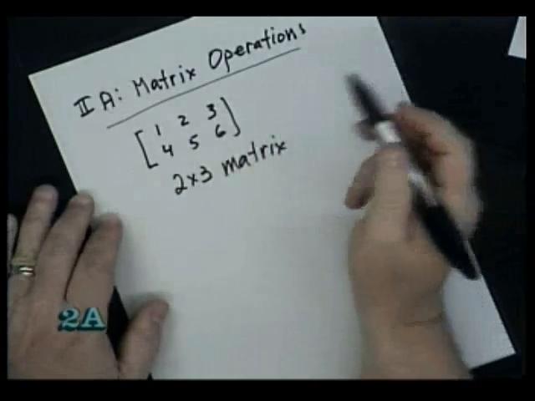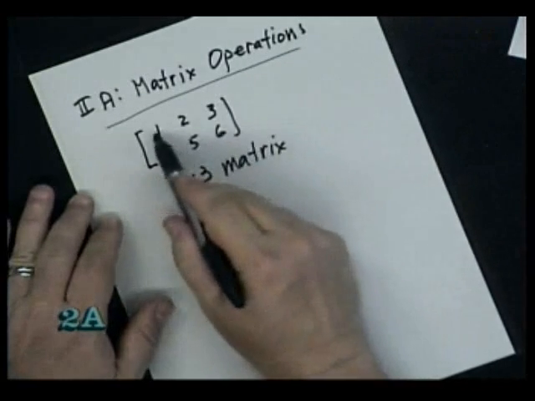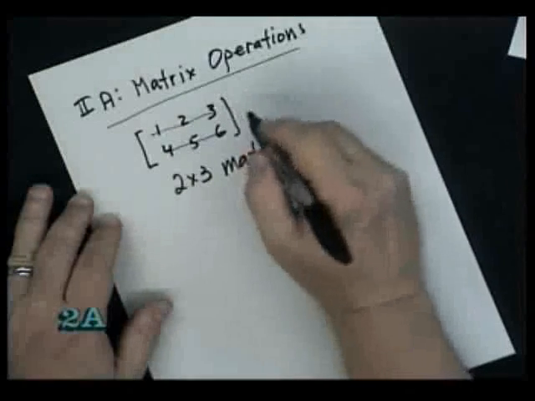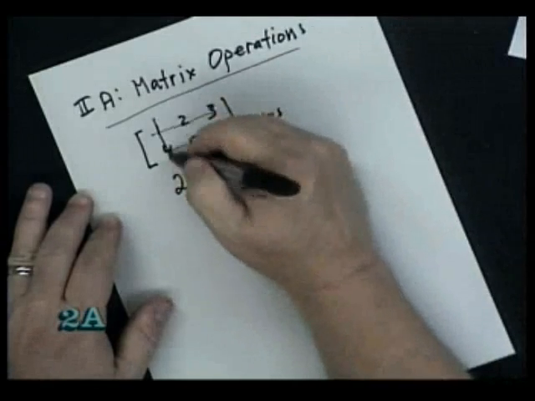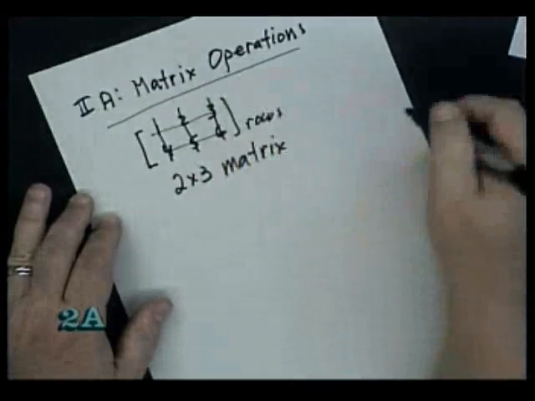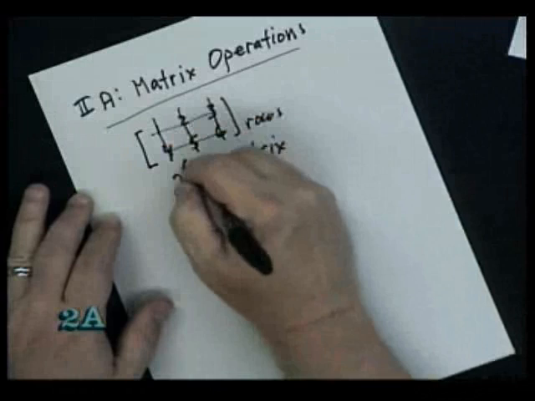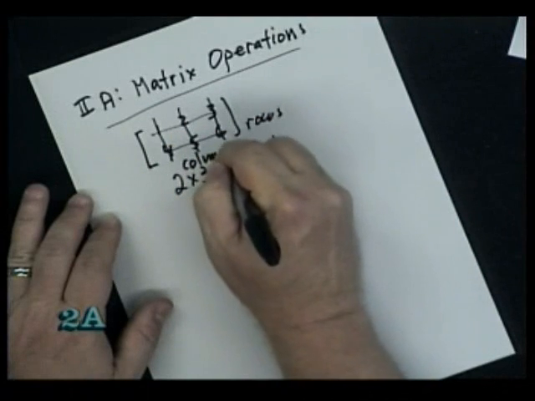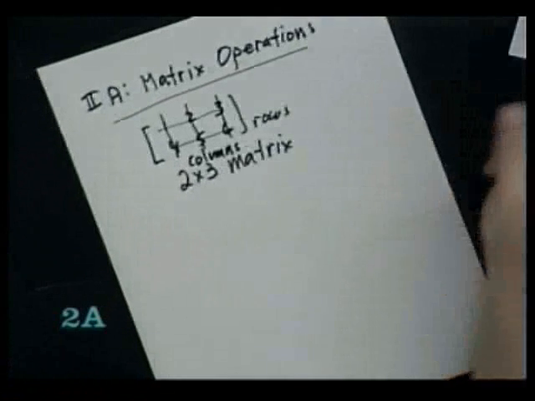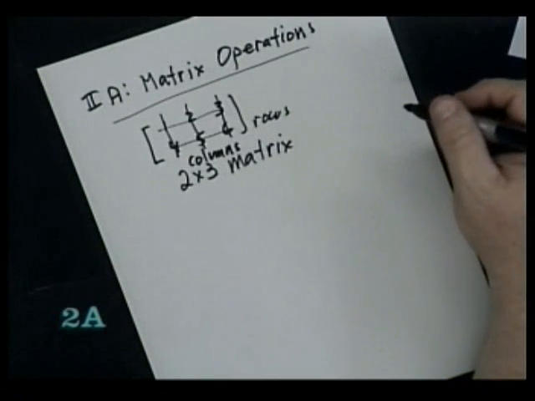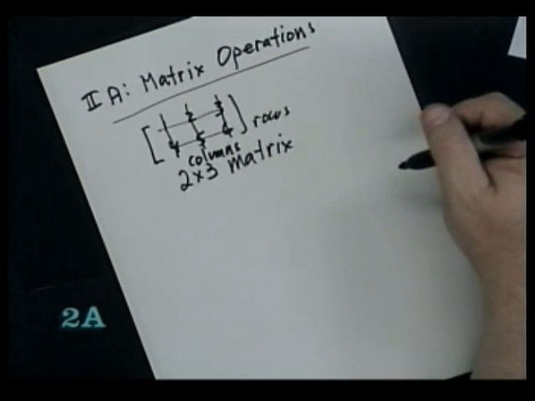The reason it's a 2 by 3 is that there are 2 rows. So these things are rows, and there are 3 columns. So 1, 2, 3 columns. So that's a 2 by 3. I always list the number of rows and then the number of columns. That's a 2 by 3 matrix.